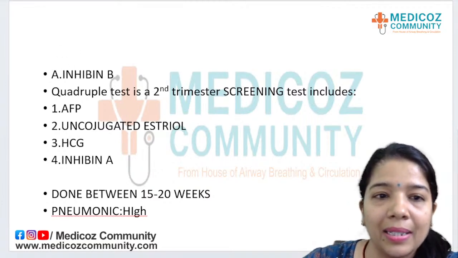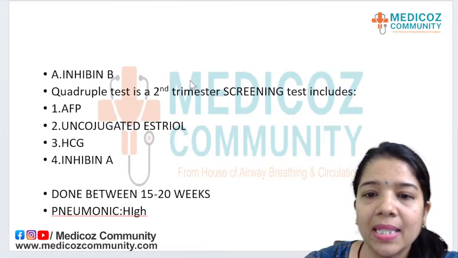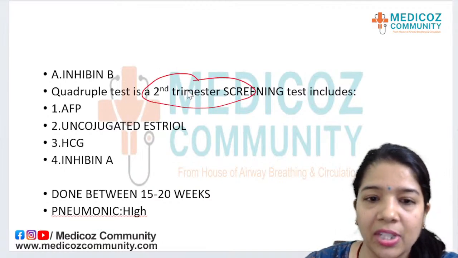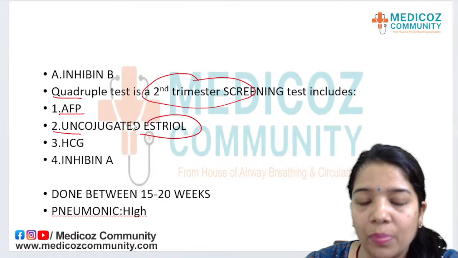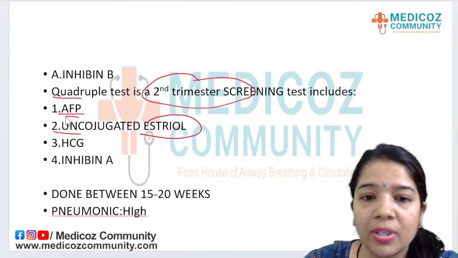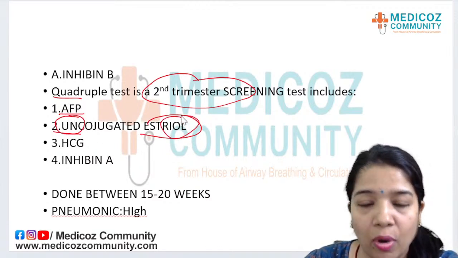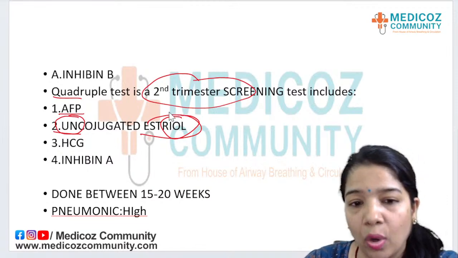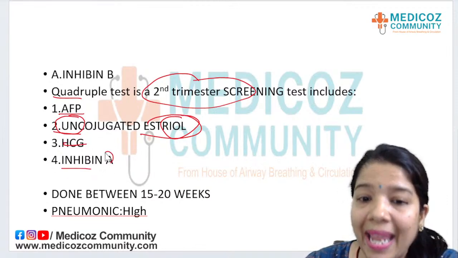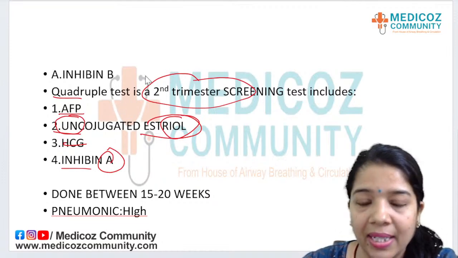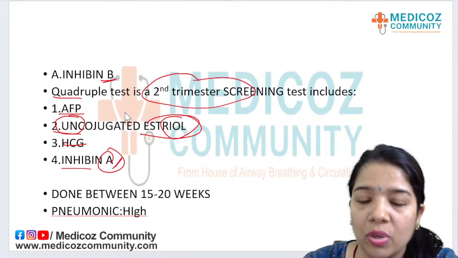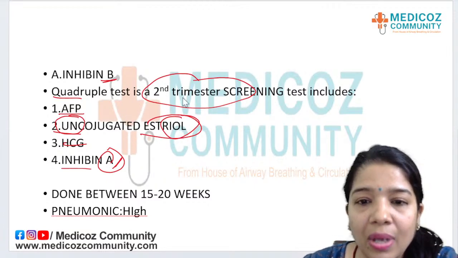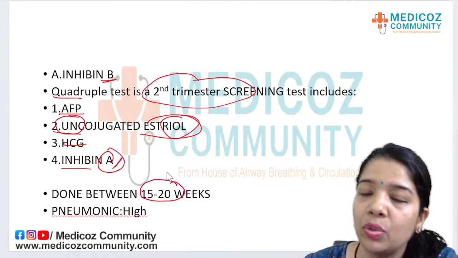So remember that quadruple test is a second trimester screening test. Now what does quadruple mean? The 4 tests will be alpha fetoprotein, unconjugated estriol. Please remember there have been MCQs for this also. It's unconjugated and it is estriol, not estrone, not estradiol, HCG and inhibin A. So I know that answer is very clear now. It's not inhibin B, but it's inhibin A, which is actually a marker of quadruple test. Okay, and it's a second trimester screening test which is done between 15 to 20 weeks.